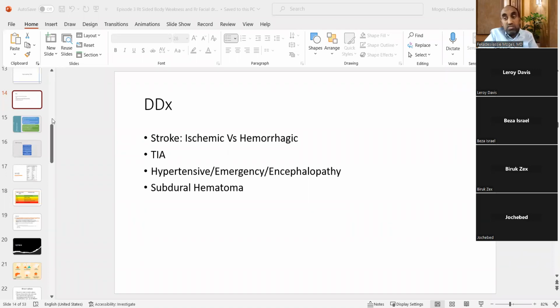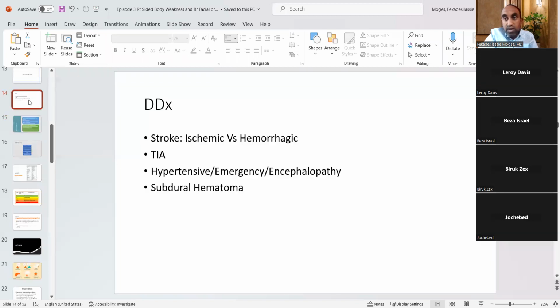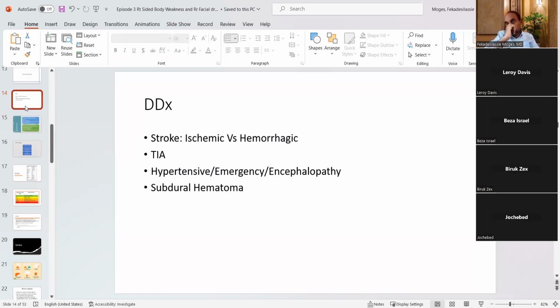So the vital signs: her blood pressure was significantly elevated. I don't remember exactly what it was. Let me tell you, it was 190 over 100. Okay, she fulfills the criteria for hypertensive urgency or emergency. The other vitals: respiratory rate was 22 per minute, temperature was 37.1, saturation was 95%. We want to supplement oxygen to this patient.